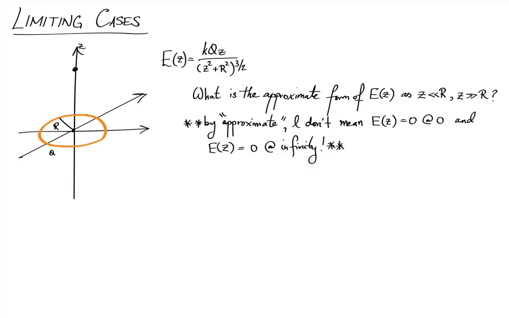So let's imagine, for this example here, we've got some kind of a ring of charge. Okay, so we've got this ring of radius r, and there's some kind of charge distributed along it. A charge q that's distributed uniformly over it.